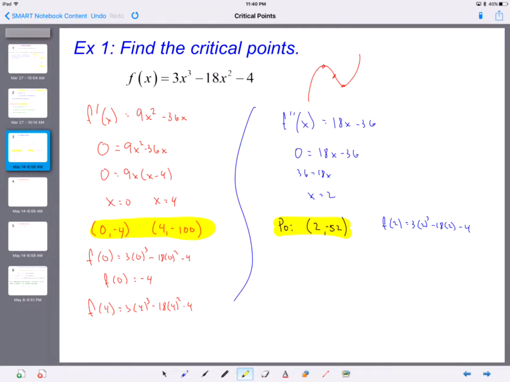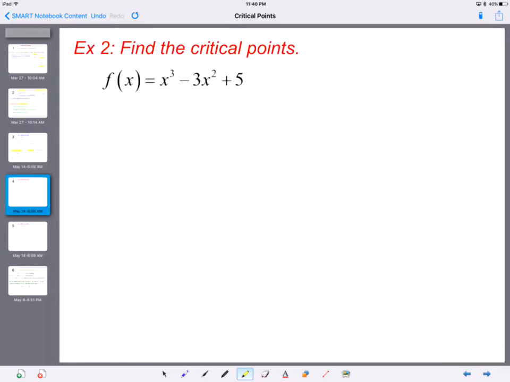So on this particular problem, we had a relative max, a relative min, and a point of inflection. And so that's really, once again, the last part of the notes, we're looking for those critical points. So here's another example if you want to pause and try this on your own. It's very similar to what we just did in terms of finding those critical points. So we'll start with finding the derivative.